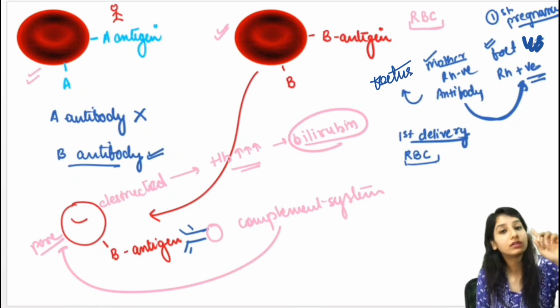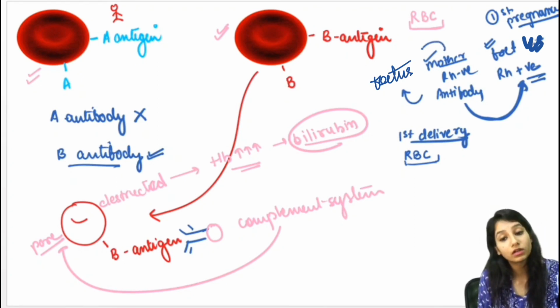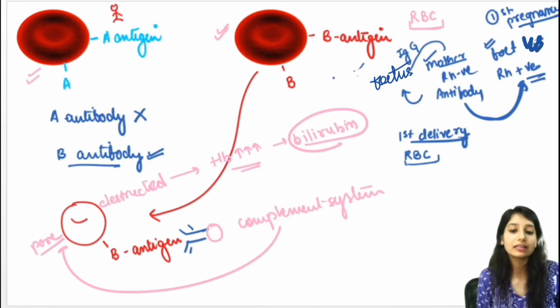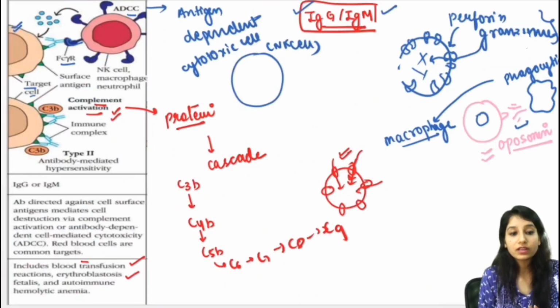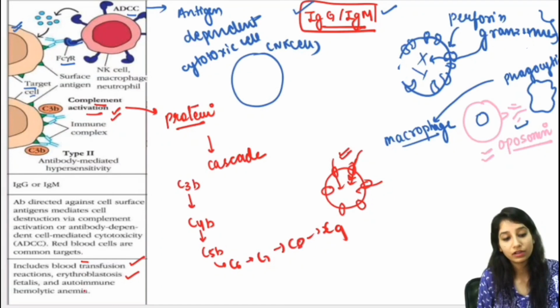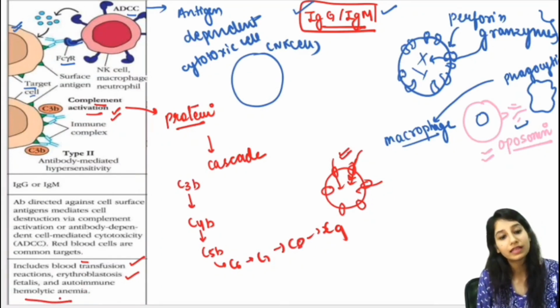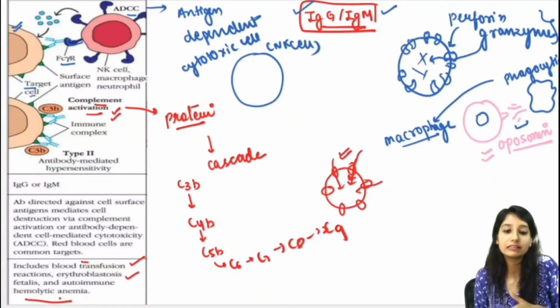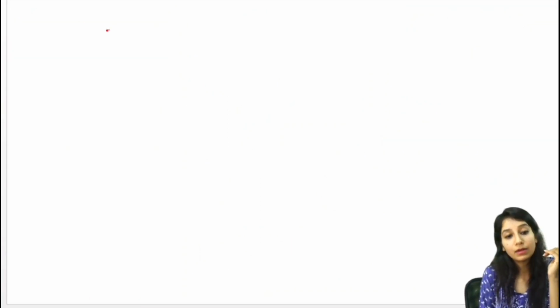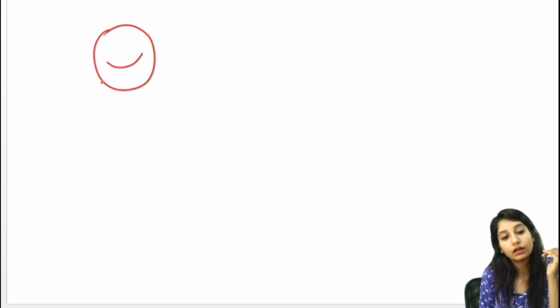Now the mother already has a memory. So this mother will once again start to produce antibodies like IgG antibody. This IgG antibody can cross the placenta and it can destroy the fetal blood or fetal RBC. So it can cause hemolysis in the second pregnancy, not in the first pregnancy. This kind of condition is also a type 2 hypersensitivity. And hemolytic anemia, that is autoimmune hemolytic anemia, is when our body has started making antibodies against our own antigen.